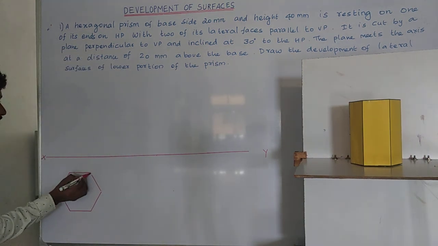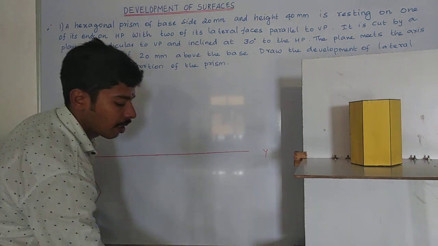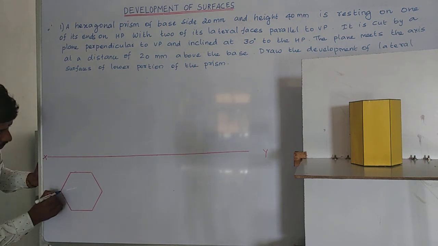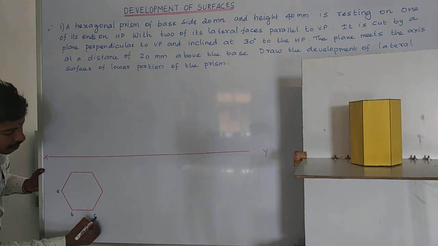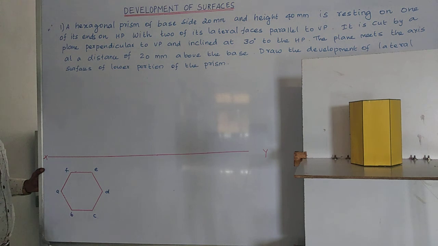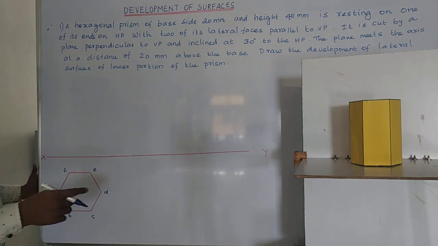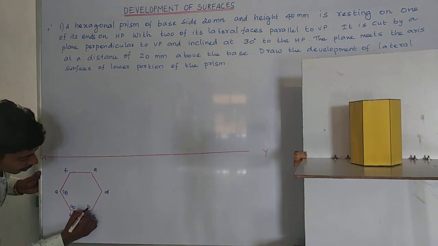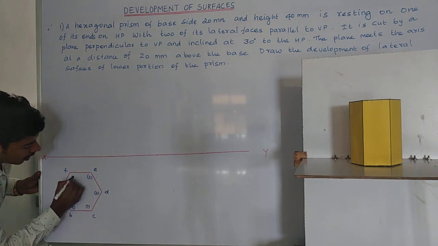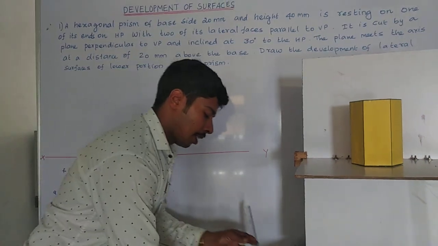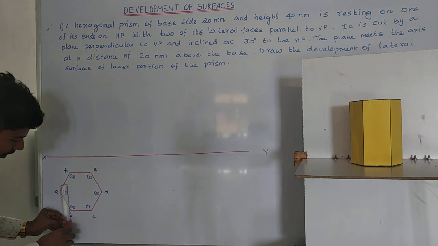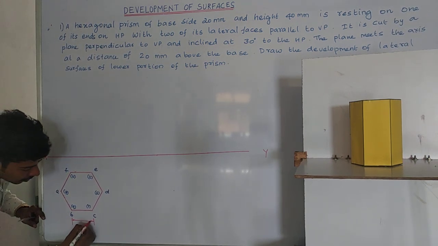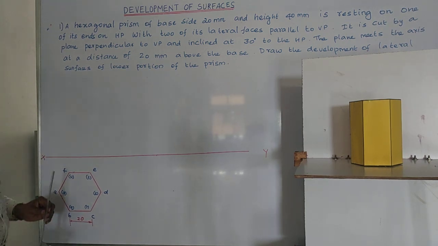Draw the top view of the hexagon. Then mark the points. At the top, I name them A, B, C, D, E and F. These are the top corner points. Then bottom corner points are also there. The bottom corner points I name P, Q, R, S, T and U. Then the top view, the side is 20 mm. Then the front view.